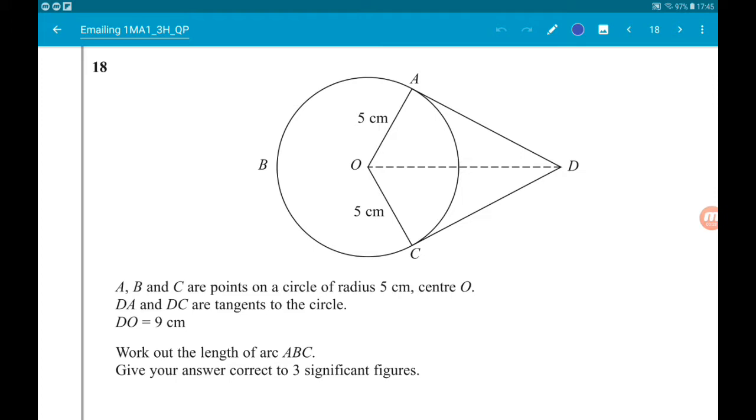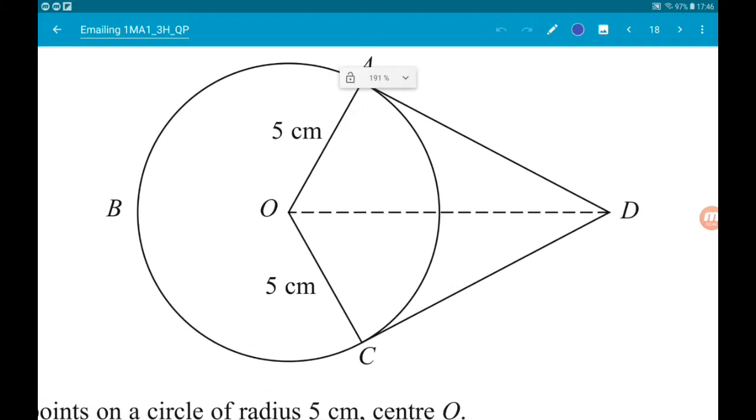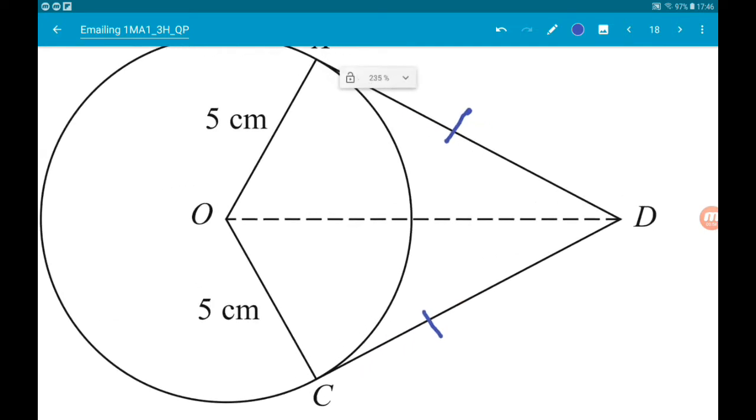So there's a circle theorem here that says when tangents come out of the same point and hit the circle, they are the same length. So this line and that line are the same. The distance DO is 9 centimeters. Okay, so that's this line here. And we are asked to work out the length of the arc ABC to 3 significant figures.